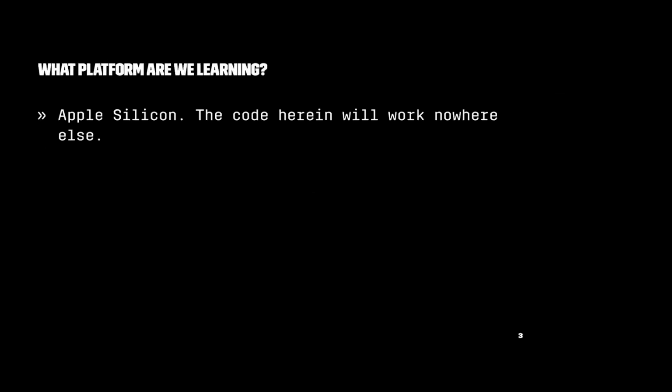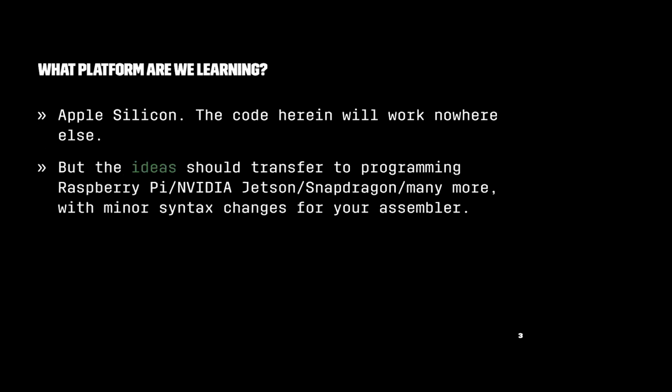And so what platform are we going to learn? I have an Apple Silicon machine, and so the code here isn't going to work anywhere else because assembly is not portable. It does turn out that it's not that big of a difference between any other ARM machine. So for instance, all the ideas here should transfer to a Raspberry Pi or an NVIDIA Jetson, Qualcomm Snapdragon. There's many, many, many more. And the main thing that you need to worry about is just syntactic changes for the assembler. Okay. All right, so I guess we're doing this.